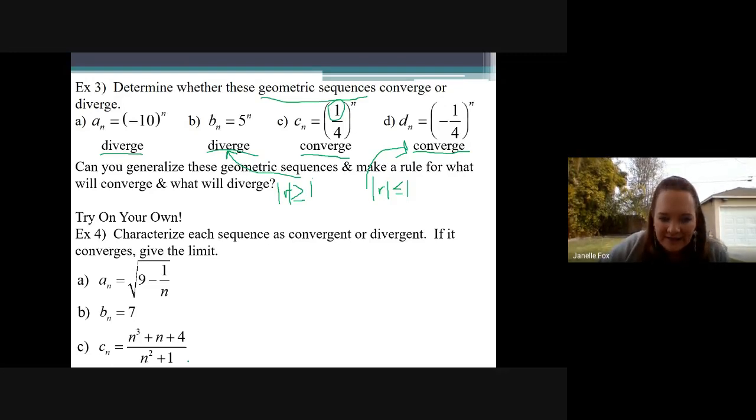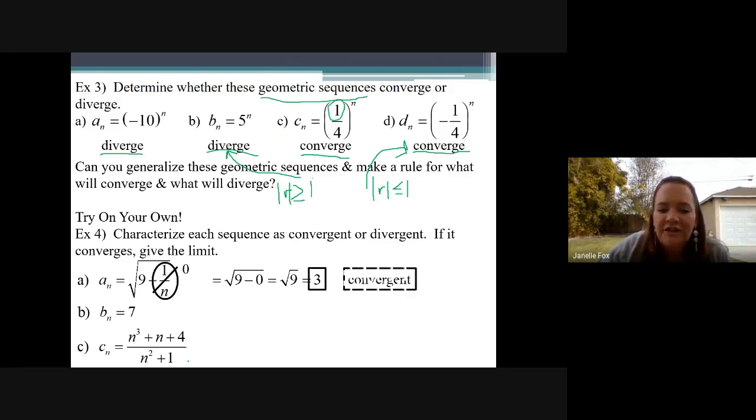On part A, ladies and gentlemen, hopefully you recognize that that term would go to 0 eventually. We're talking about the limit as n approaches infinity. So if that goes to 0, all you're left with is the square root of 9, which is 3. Folks, that means that's the target number it's going to, and part A officially converges. It is a convergent sequence.